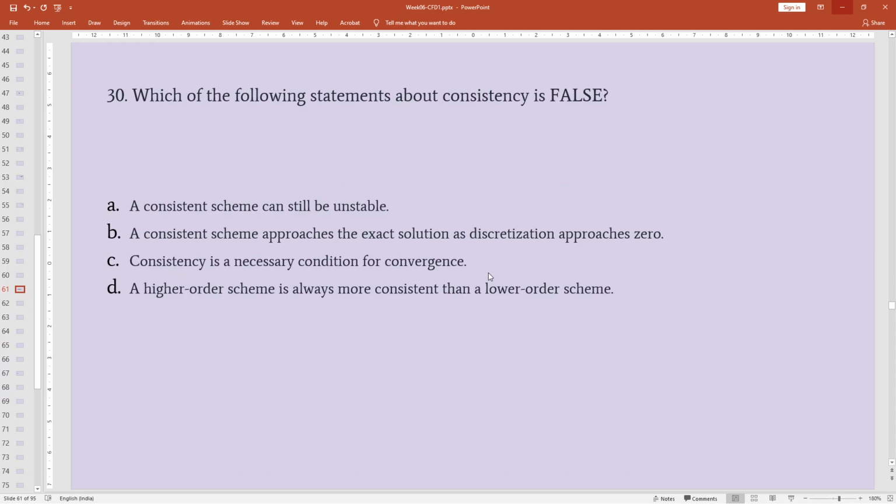Next question: which of the following statements is false about consistency? Option A: a consistent scheme can still be unstable. Option B: a consistent scheme approaches the exact solution as discretization approaches zero. Option C: consistency is a necessary condition for convergence. Option D: a higher order scheme is always more consistent than a lower order scheme. This is our last question for today's session. Try to answer the question.